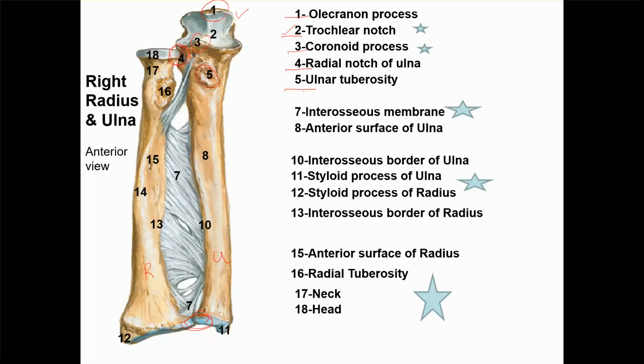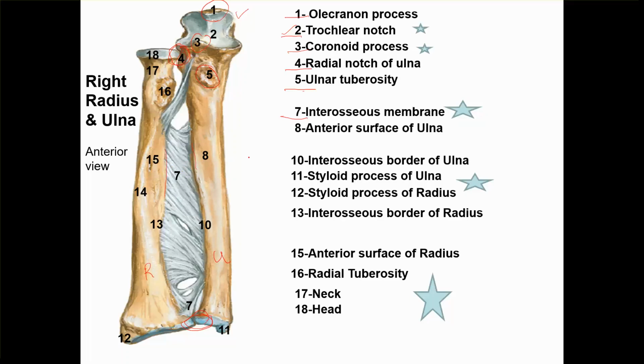The membrane between the ulna and the radius is called the interosseous membrane. The lateral border of the ulna and the medial border of the radius is called the interosseous border. It is a sharp border which gives attachment to this membrane.